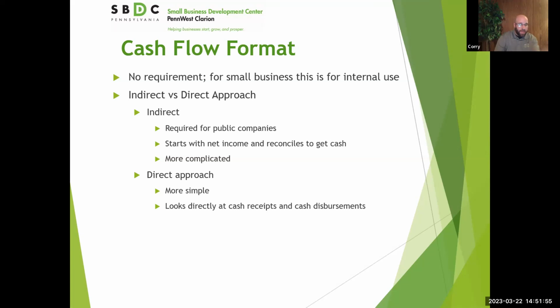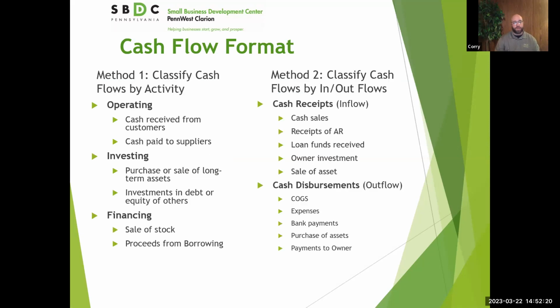As you look at the slide, the indirect method is required for public companies for sure. It starts with net income and reconciles cash to it. It actually works backwards, and it's definitely more complicated. The direct approach is simple. It looks at what cash came in and what cash went out, and that's much easier to understand.